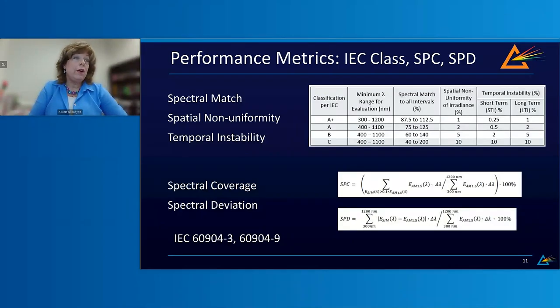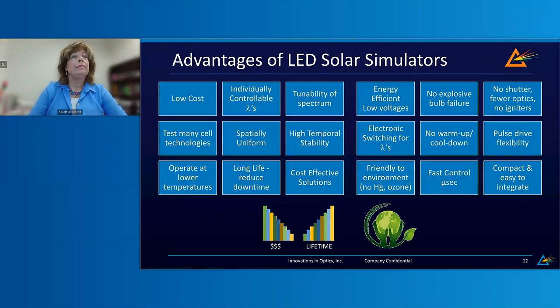When you compare solar simulators, start with the IEC class rating. These define the baseline performance. But for advanced PV and highly accurate measurement, especially perovskite and tandem devices, you need to also look beyond IEC classification. So those were the metrics for all solar simulators.